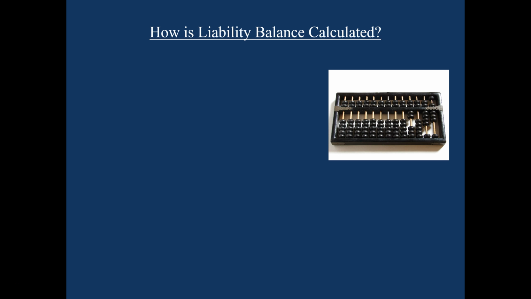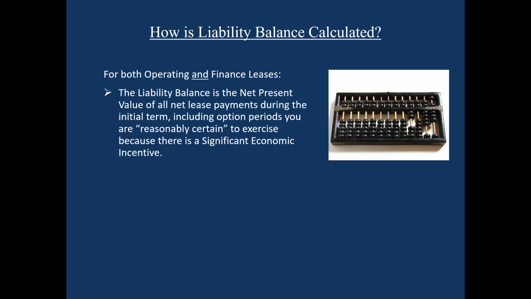How is the liability balance calculated? The initial calculation is the same for both the operating and finance lease. It's the net present value of all lease payments, including options that you are reasonably certain to exercise. The discount rate you use to determine the net present value is your incremental borrowing rate.